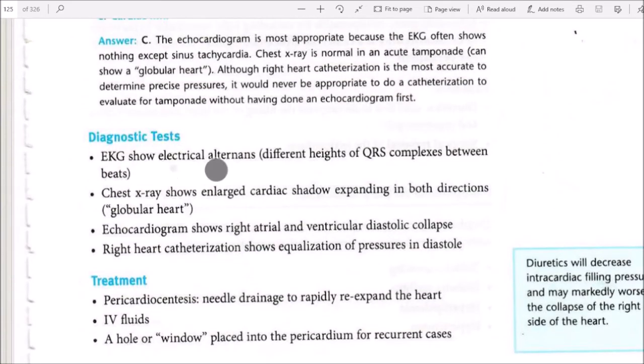Diagnostic tests. EKG shows electrical alternans, with different heights of QRS complexes between beats. Chest X-ray shows an enlarged cardiac shadow expanding in both directions, a globular heart. Echocardiogram shows right atrial and ventricular diastolic collapse. Right heart catheterization shows equalization of pressures in diastole.